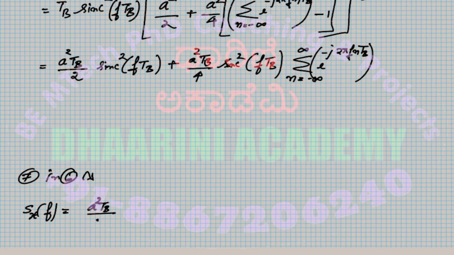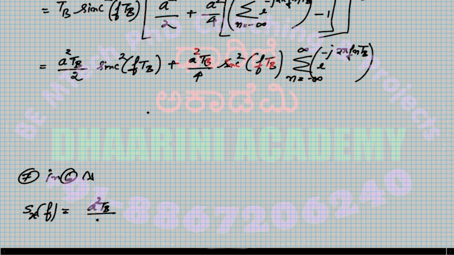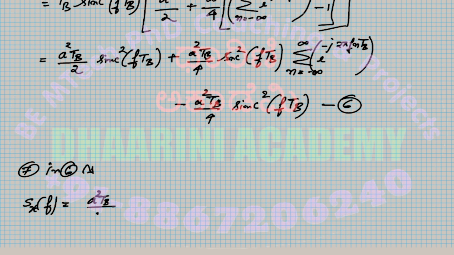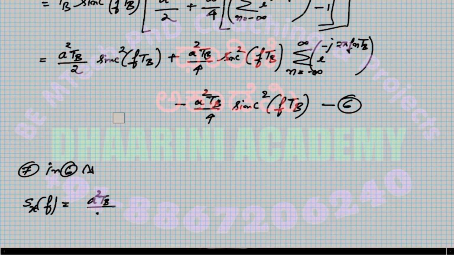I'll add up the next part. So the next part is minus a square TB by 4, minus because there is a minus 1 I'm multiplying, a square TB by 4 into the sinc square f into TB. Are you okay with this now? No, this is correct. So this is 6. Now I will substitute only for this, as there is another version of what you call Poisson sum.